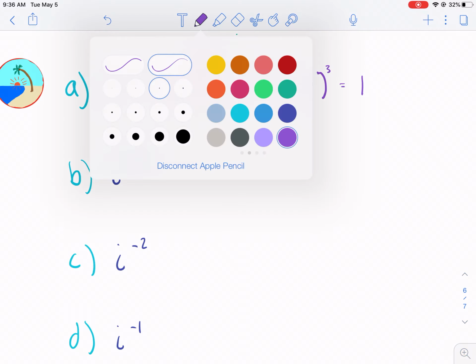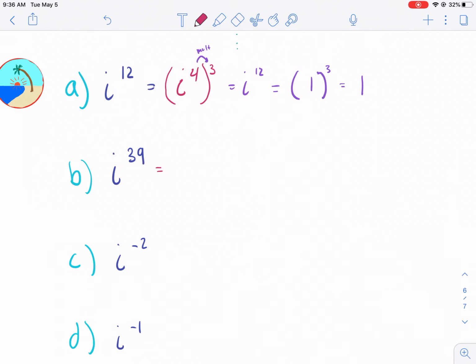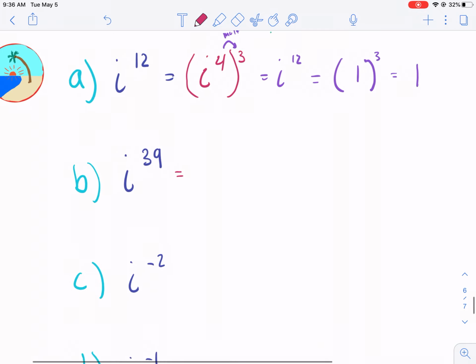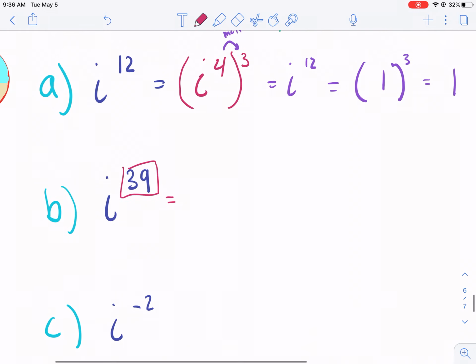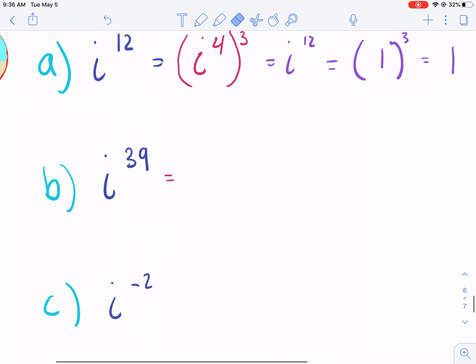Now, for the second problem, we have i to the 39th power. This one's a little more tricky because we need to get to a number that's not a multiple of 4. 12 was a multiple of 4, so it made it easy. 39 is not. So we need to think of the number that's closest to 39 that is a multiple of 4 without going over. And that number is 36. So i to the fourth, and then how do we get to 36? We multiply by 9. 4 times 9 is 36.